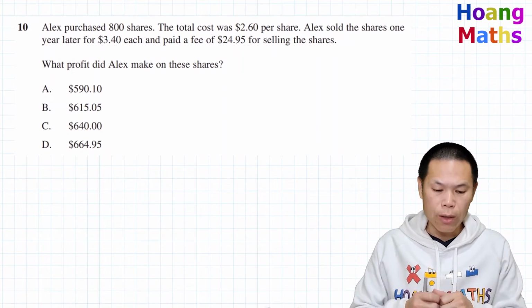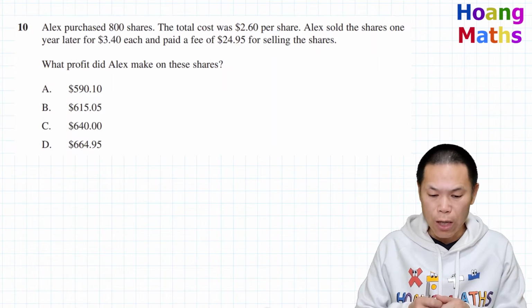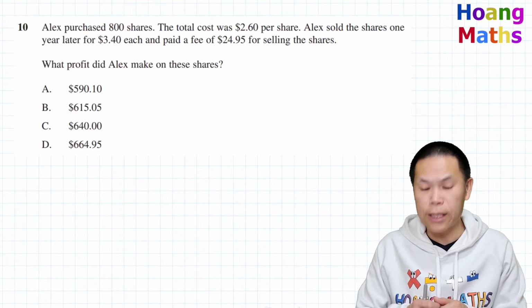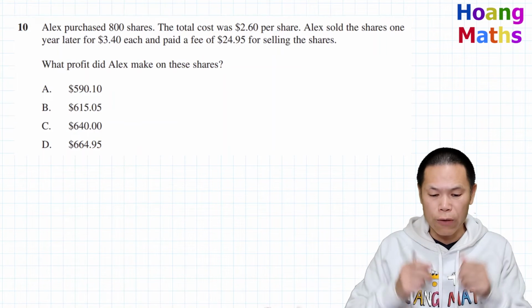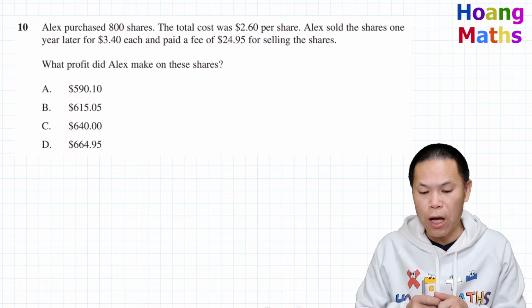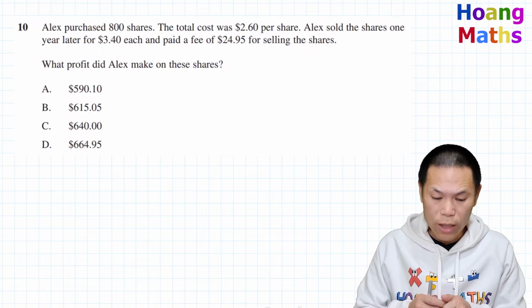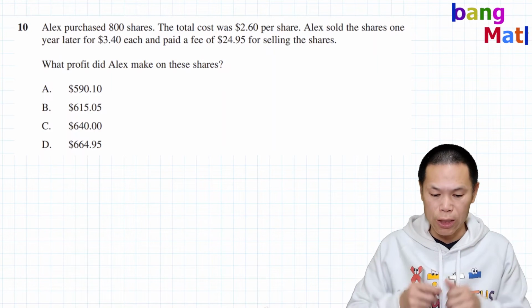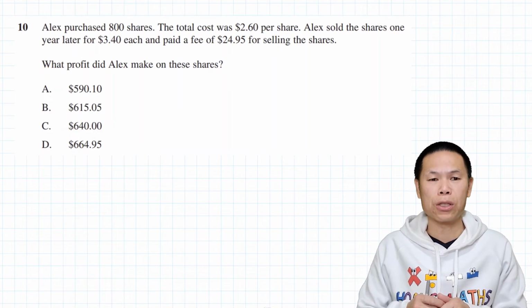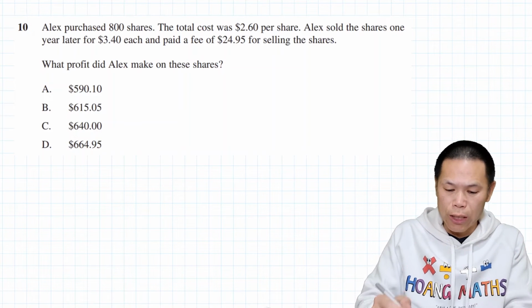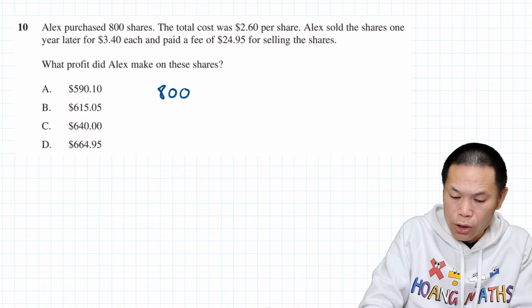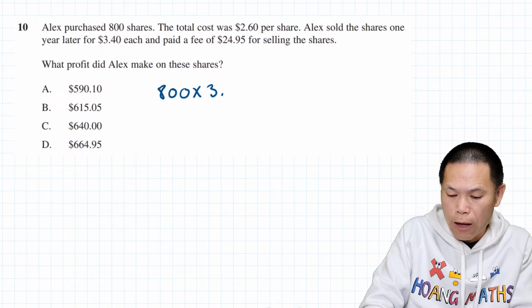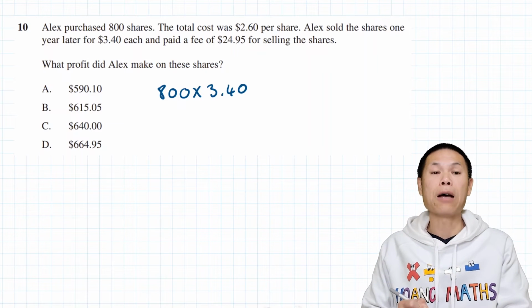Question number 10. Alex purchased 800 shares. The total cost was $2.60 per share. Alex sold these shares 1 year later for $3.40 each and paid a fee of $24.95 for selling these shares. What profit did Alex make on these shares? First of all, we need to work out how much Alex gets for selling these shares. So he has 800 shares, and then he sold it for $3.40 each. So that's how much he received.